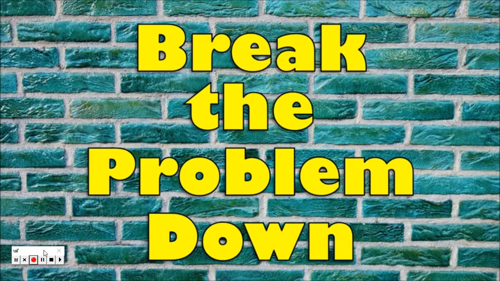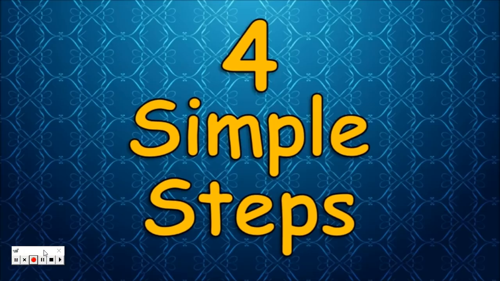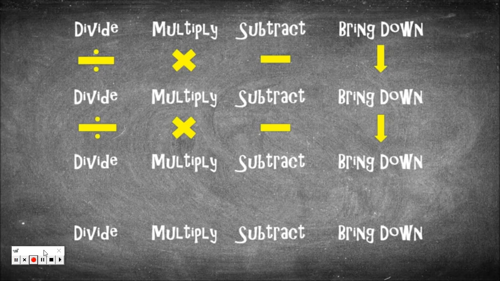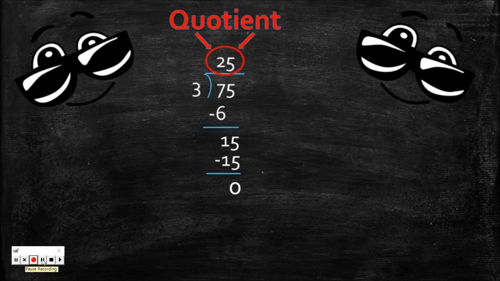You have to break the problem down into 4 simple steps. You divide, multiply, subtract, and bring down. Do it over and over until the quotient is found.